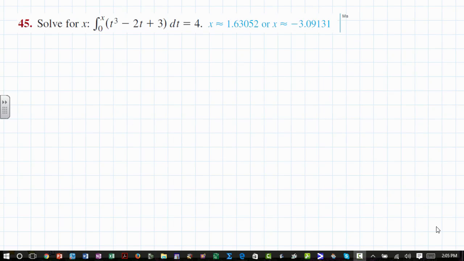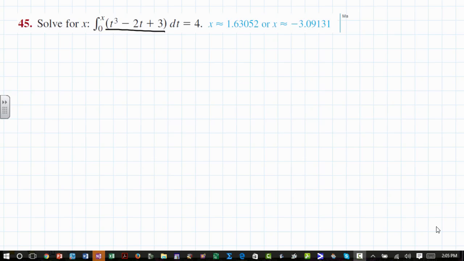Here's problem number 45 from chapter 5, chapter review. It says, please solve for x. All right. Now, what do they mean to solve for x? They mean, let's get this and isolate x. Now, in order to do that, we are going to need to do fundamental theorem of calculus, part 2.